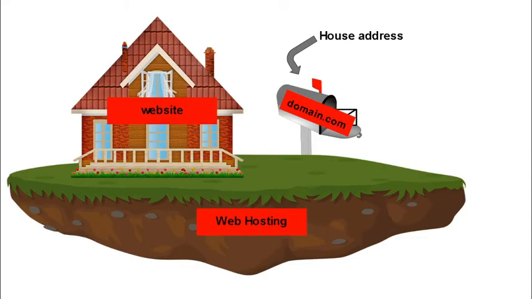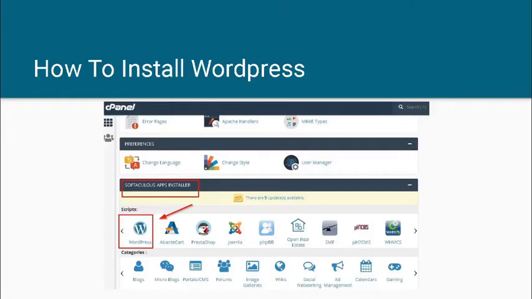So you already have your domain name, your hosting, and finally we're going to build your website. To do that, we have to install WordPress. Okay, so just log into your cPanel account. Remember, you received an email from your hosting with your cPanel login information. Use that to log into your cPanel.